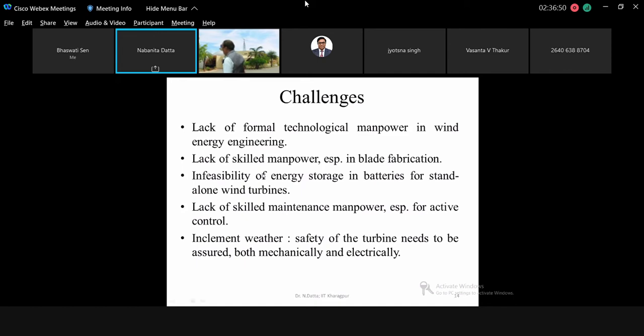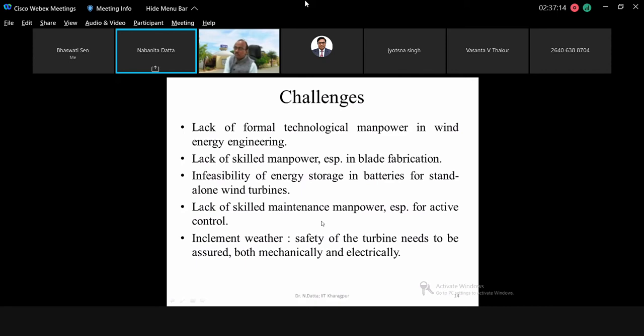There is infeasibility of energy storage and batteries for stand-alone wind turbines. Stand-alone would mean the wind turbines which are not connected to the grid. They generate electricity and it has to be consumed right there. If you put in a battery, the total cost of the wind turbine simply doubles. So that is what is increasing the investment cost and making it an infeasible business model.